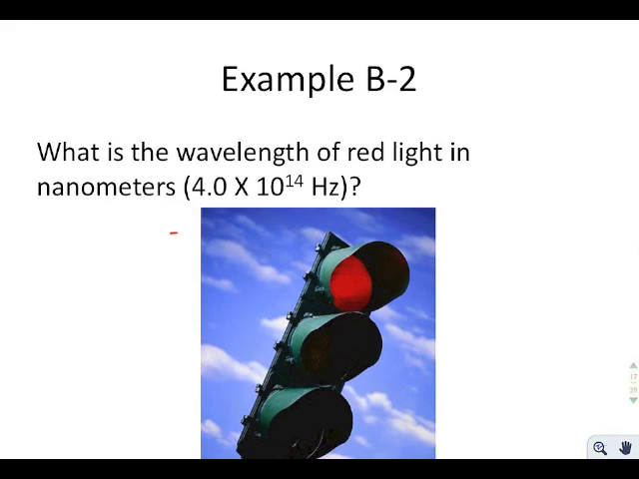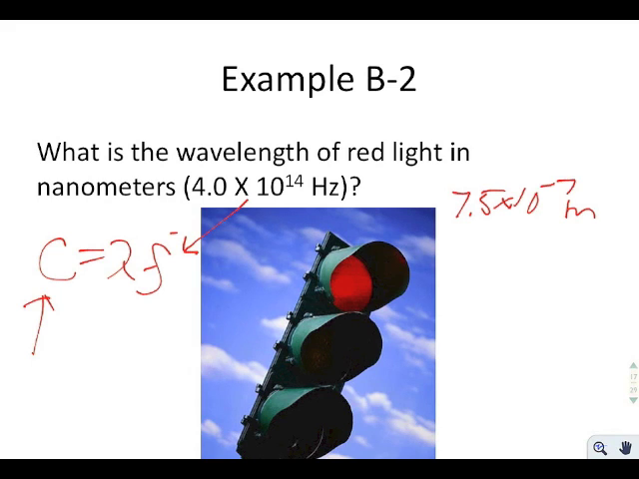Example B2 says, what is the wavelength of red light in nanometers? And it gives you a frequency. You should be able to say, okay, I know c equals lambda f. This is my f value, and I always know what c is, so you should be able to plug those into the equation without any other help and get the final answer, which is 7.5 times 10 to the negative 7th. But remember, that's in meters, and it asks for it in nanometers. So it's going to be up to you to convert that value correctly. You've got to be able to convert between nanometers and meters.